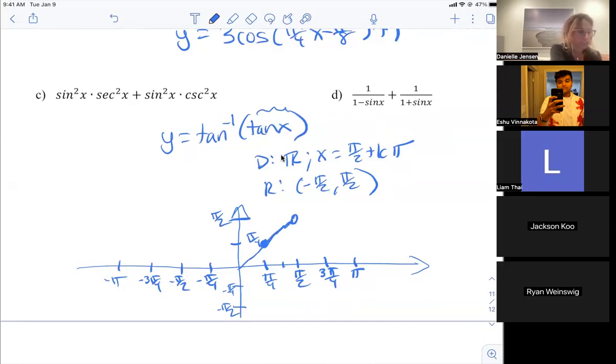Then what would happen right after pi over 2? Say I put in 5 pi over 8, then, yeah, let's do this actually.